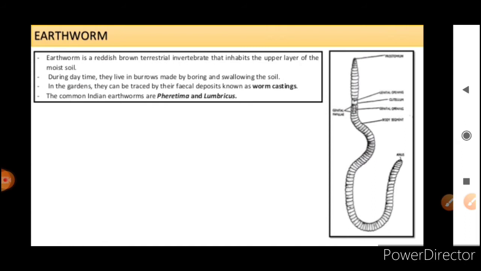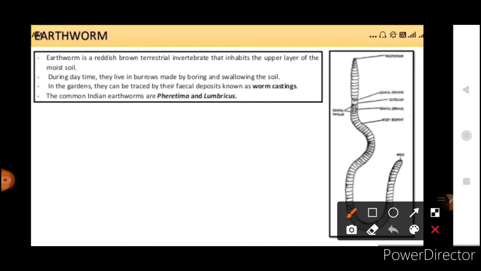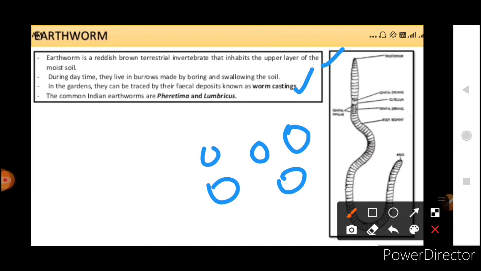The earthworm is a reddish brown terrestrial invertebrate that inhabits the upper layer of moist soil. During the daytime they live in burrows made by burrowing and swallowing the soil. As you all know, in gardens they can be traced by their fecal deposits known as worm castings. You can see circular soil debris, and these are nothing but worm castings made by the earthworm.